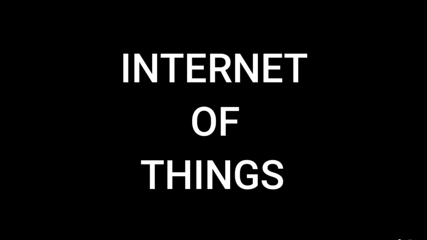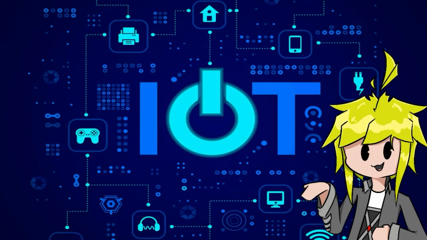IoT is known as Internet of Things. But what is IoT? Let me tell you. IoT, or the Internet of Things, describes the network of physical objects that are embedded with sensors, software, and other technologies for the purpose of connecting and exchanging data with other devices and systems over the Internet.